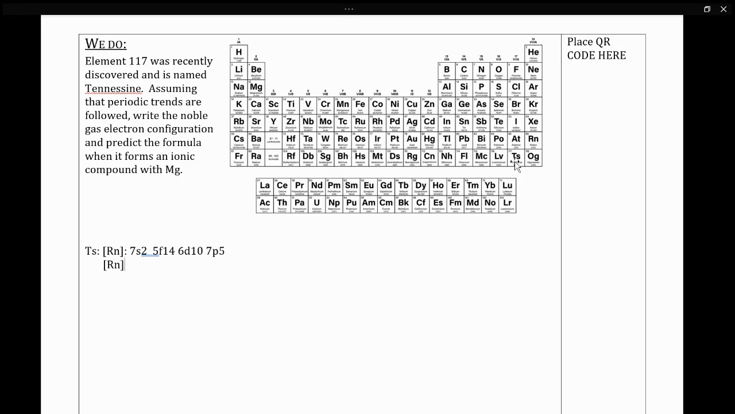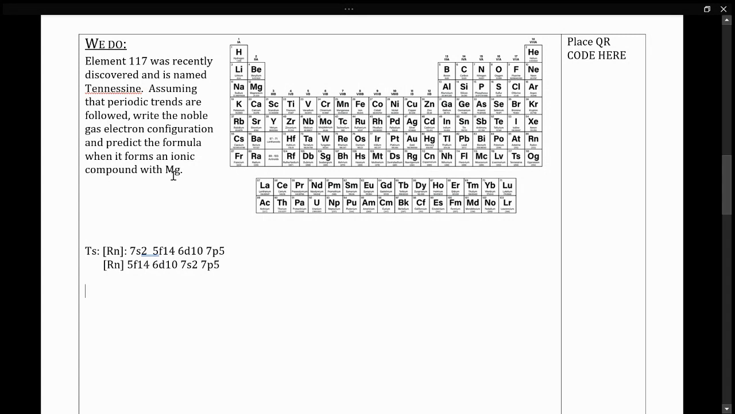Now, what I always tell my students to do is to do it in order of the periodic table, just like we did, and then to come behind yourself and put it now in numerical order. So we can use this for reference. That means I'm going to put radon, 5f14, 6d10, 7s2, and finally 7p5. So that was the first ask in this problem.